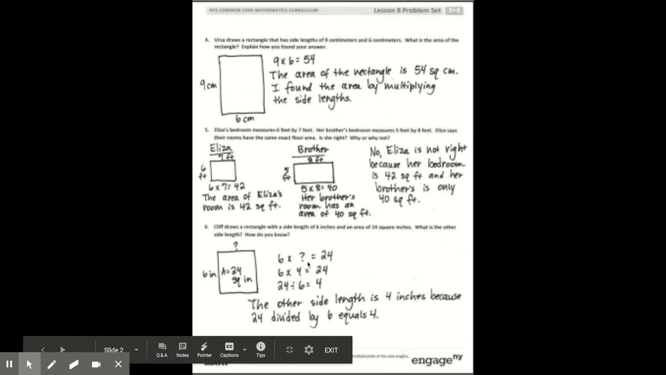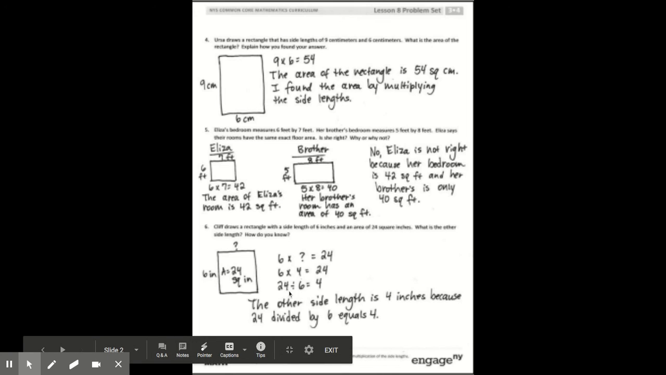But 6 times what equals 24 square inches? So if you figured that out, 6 times 4 equals 24. 24 divided by 6 equals 4. So the other side length is 4 inches because 24 divided by 6 equals 4.